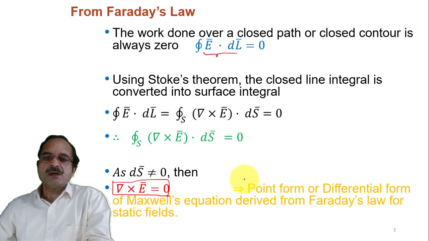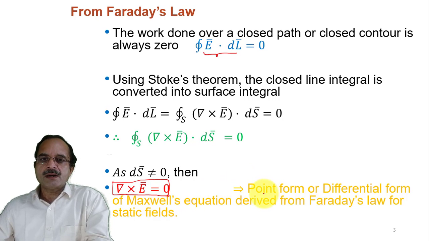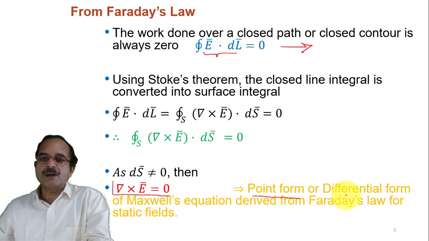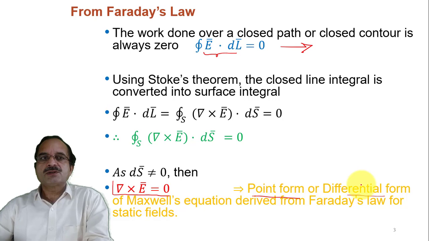So this is the first Maxwell equation derived from Faraday's law, and this is called the point form or differential form of Maxwell's equation derived from Faraday's law for static fields. The earlier one is the integral form of this equation, and this equation, del cross E equal to 0, is the point form or differential form. Now let us go to the next equation.